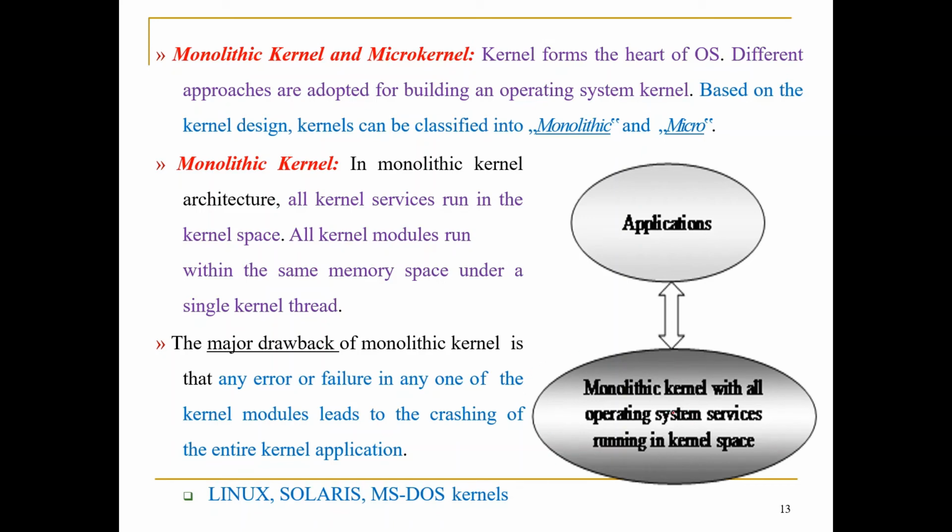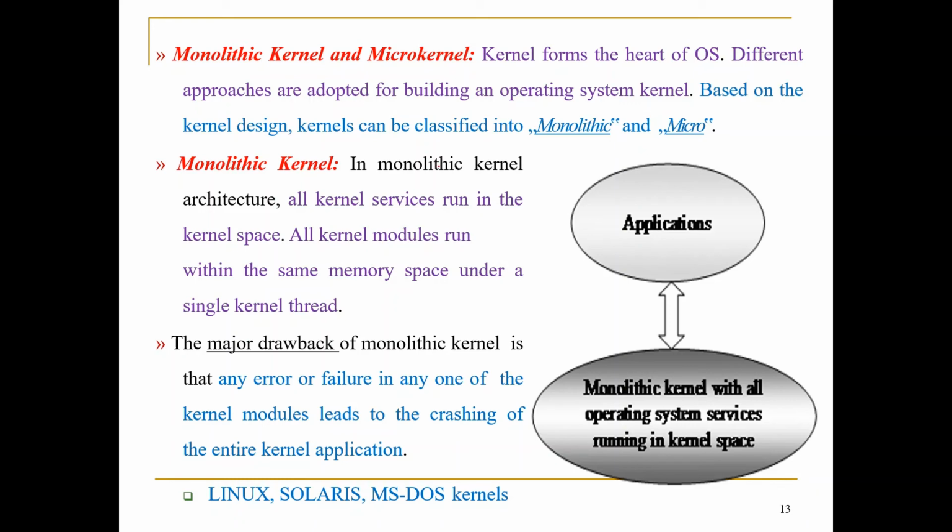But the drawback with respect to this monolithic kernel is, if there is any error or failure in any of the kernel modules, let me say that the protection module is not working fine, and all the other modules are working fine, your entire kernel is going to crash. That is the problem with the monolithic kernel. Examples are Linux, Solaris, MS-DOS kernels. If any one module is not working in a monolithic kernel, you have to replace your operating system.